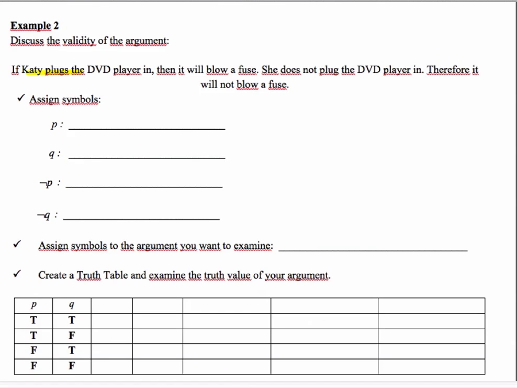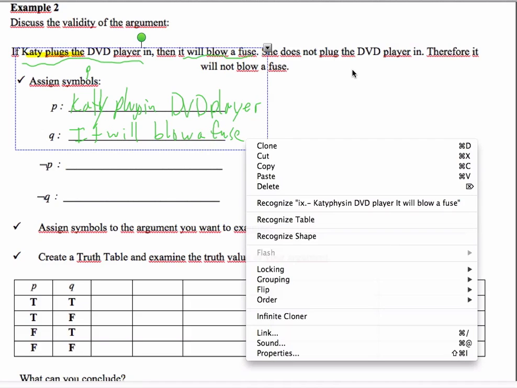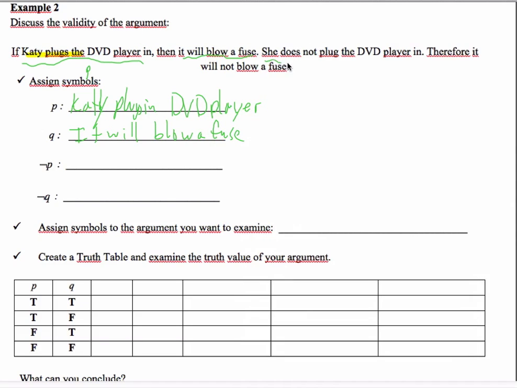Alright, let's take a look at another example. We have an argument here. If Katie plugs in a DVD player, that's going to be our P. Katie plugs in a DVD player, then it will blow a fuse. So Q is going to be it will blow a fuse. And then we also have the statement here, she does not plug in the DVD player.